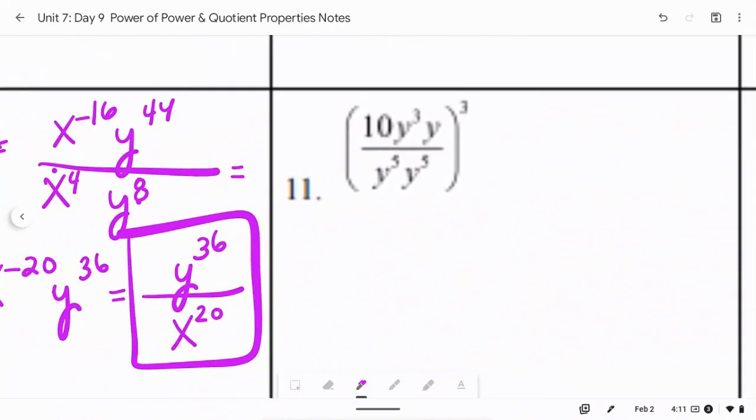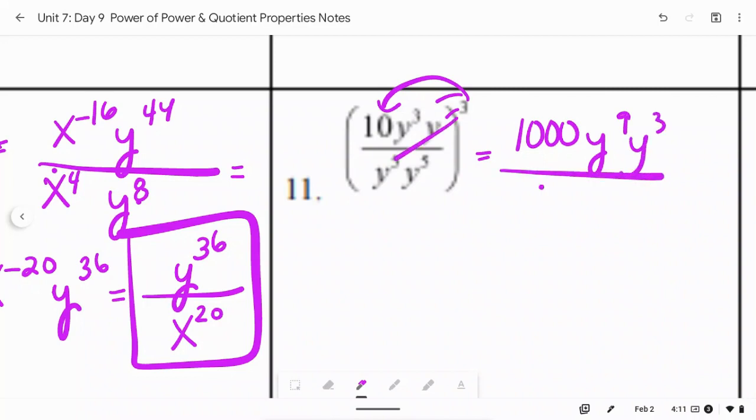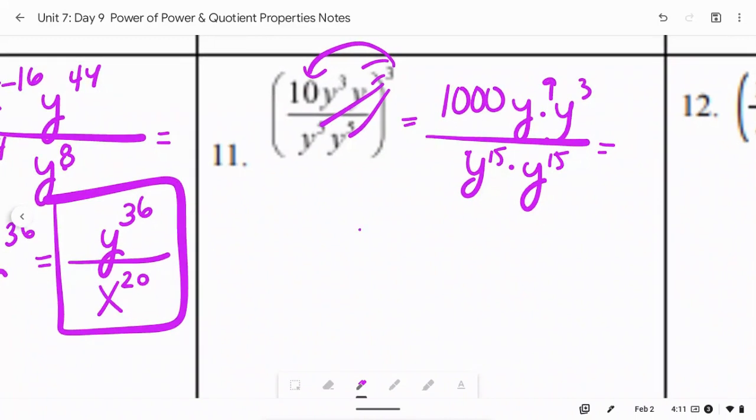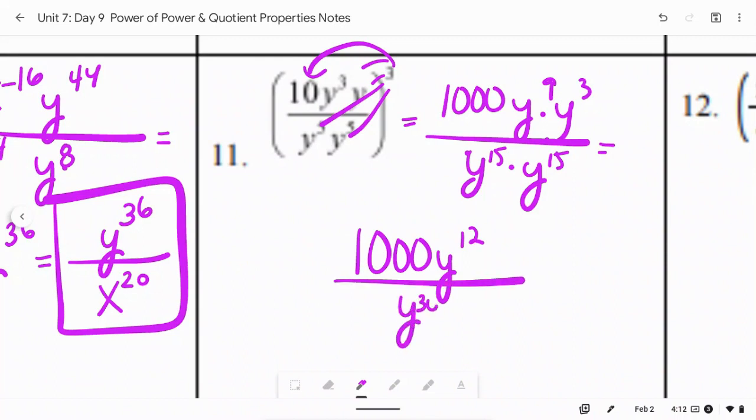In example 11, let's distribute. So I get 10 to the 3rd power is 1,000. And then y to the 9th, y to the 3rd, all over y to the 15th, and then y to the 15th. So remember, if they're next to each other, you need to put a multiplication symbol there, and we're going to add the exponents when we're multiplying. So I get 1,000 y to the 12th over y to the 30th.